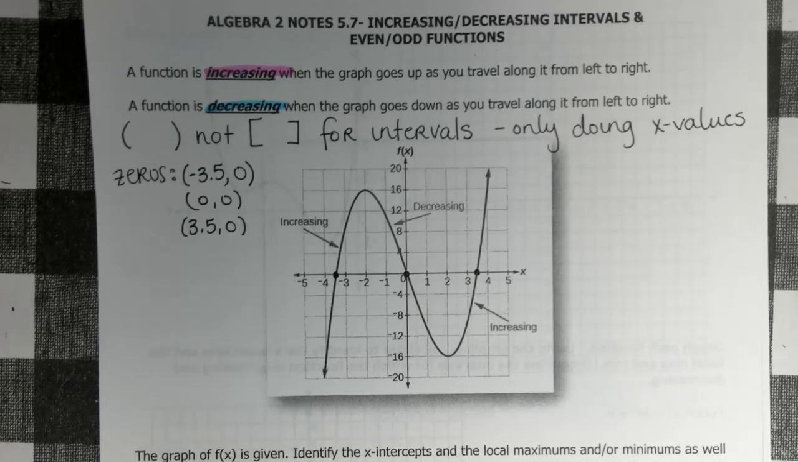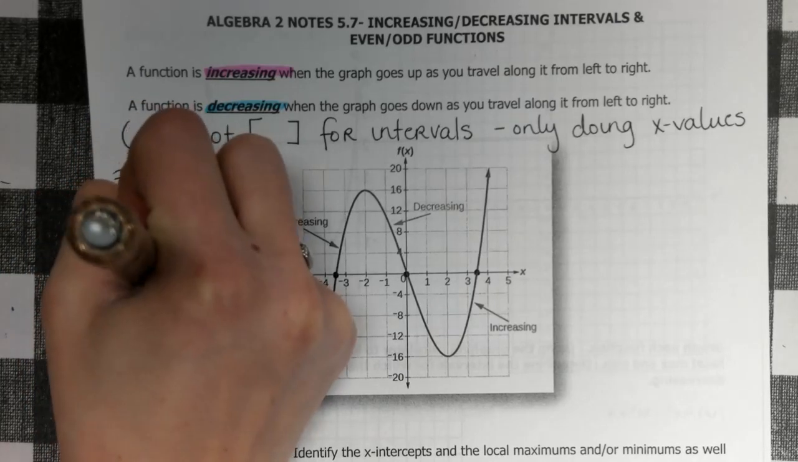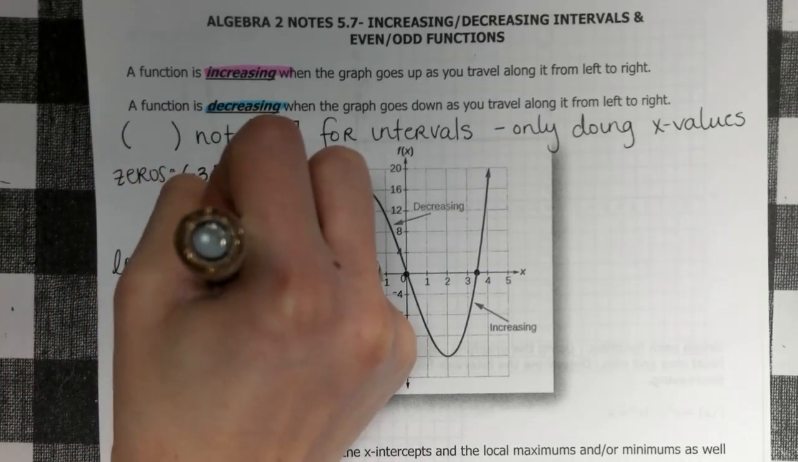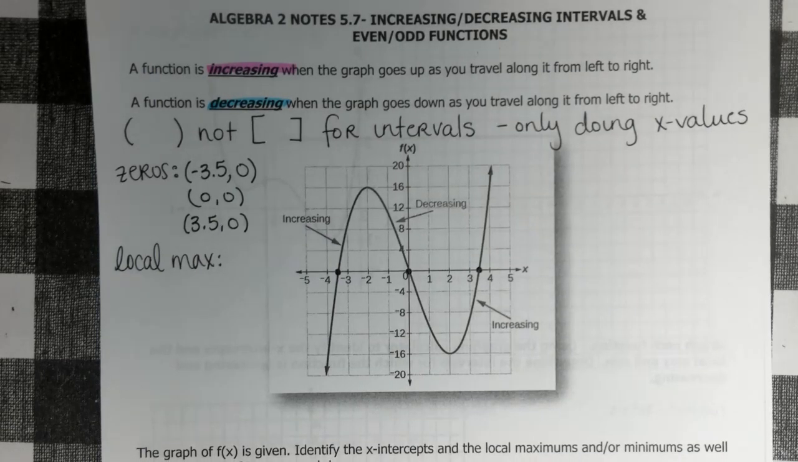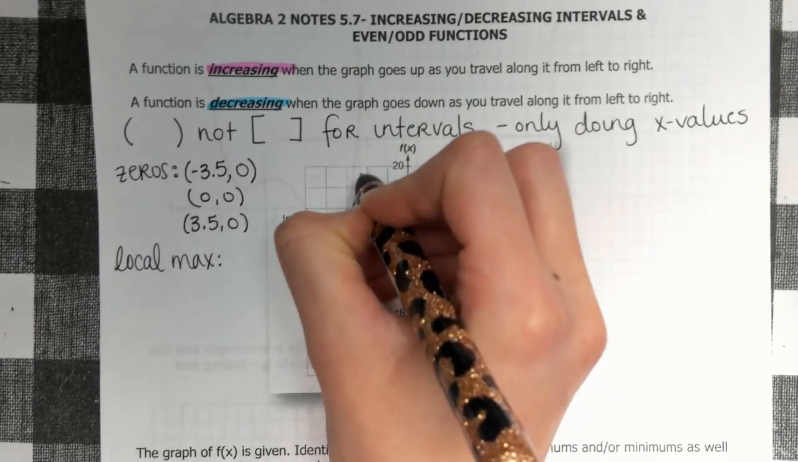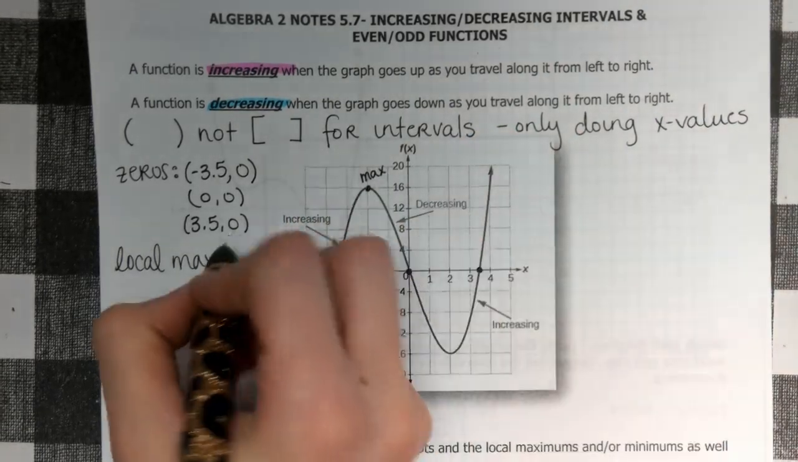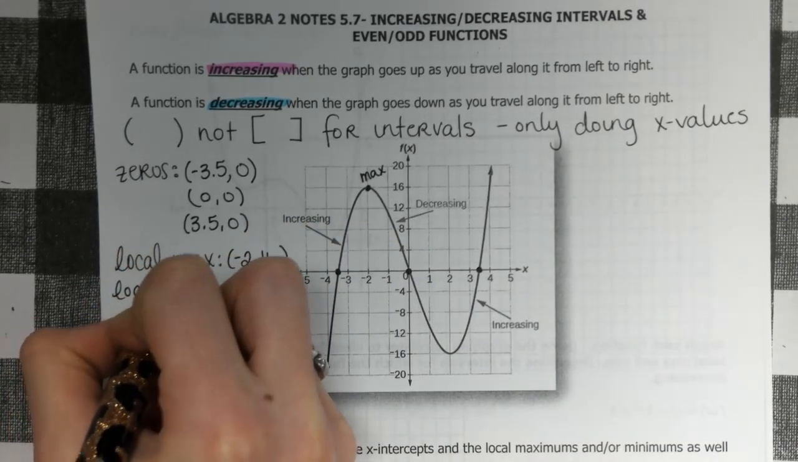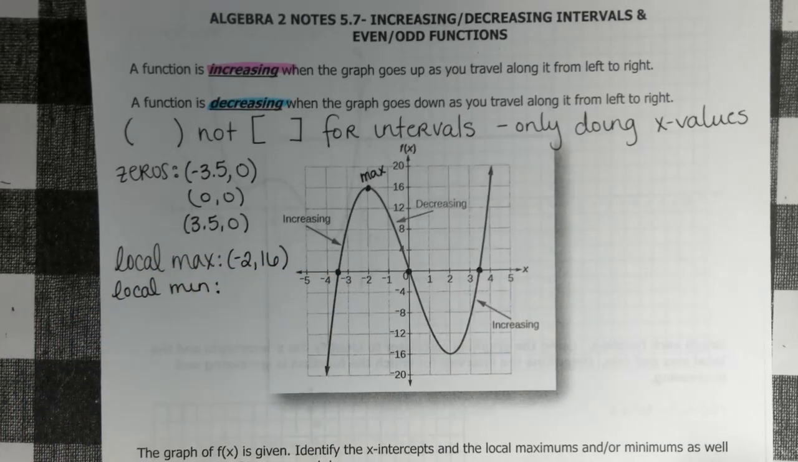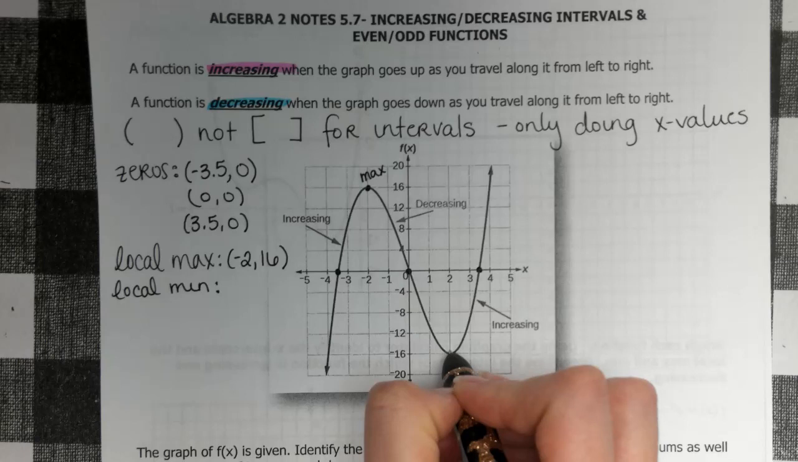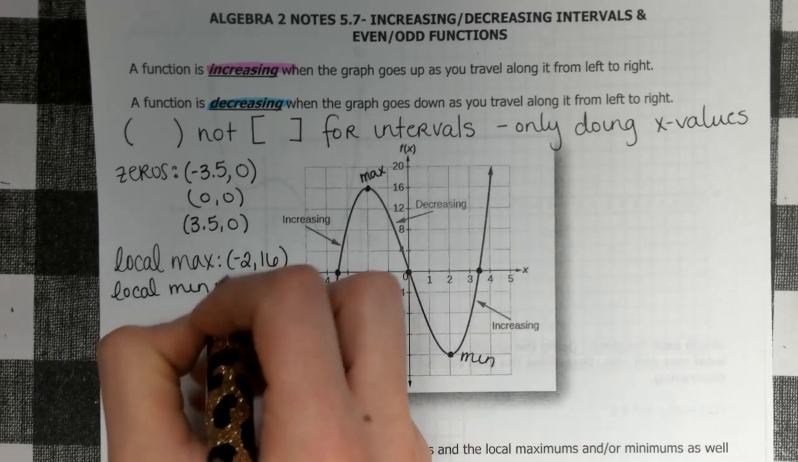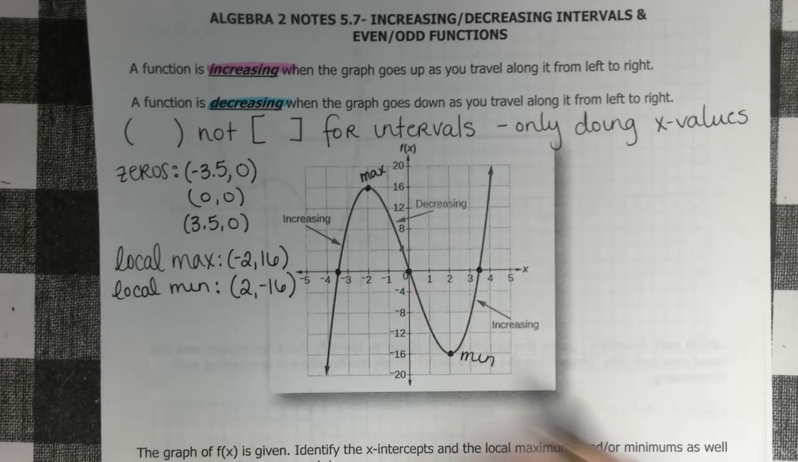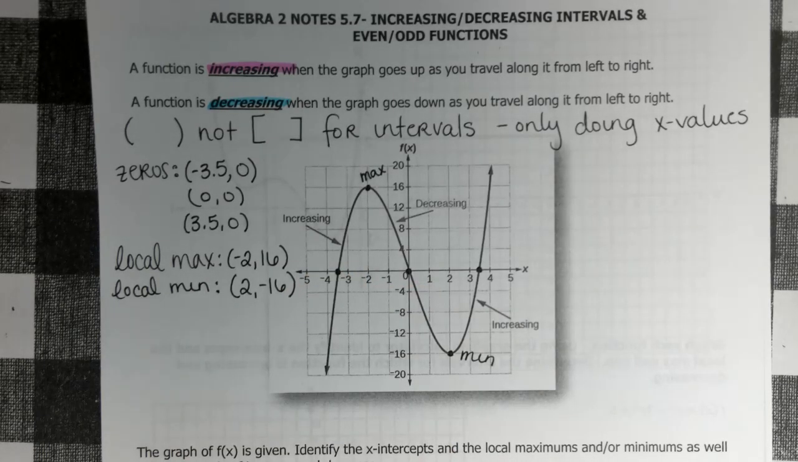Those are your x-intercepts. Now, your local max and min. Okay, look at that graph. Where do you see a local max? Negative 2, 16. So I would say that's a local max. Negative 2, 16. And then a local min, where would you say that is? 2, negative 16. Okay, that you should all be familiar with because y'all just took a quiz, 5.6. Okay, that's what we covered.